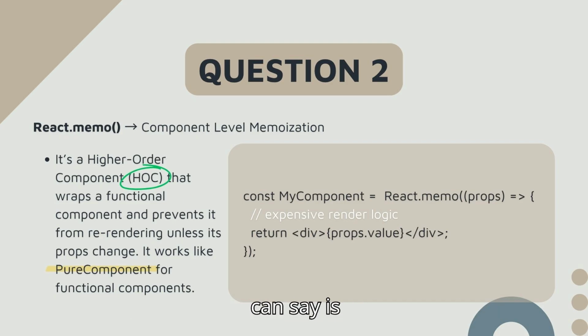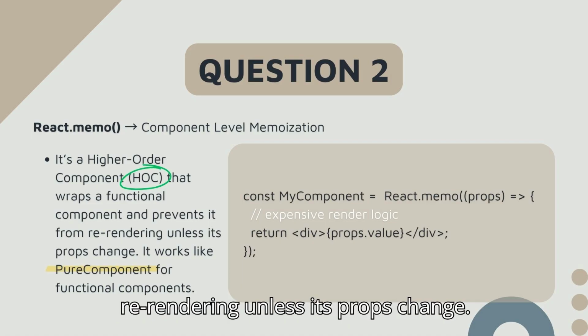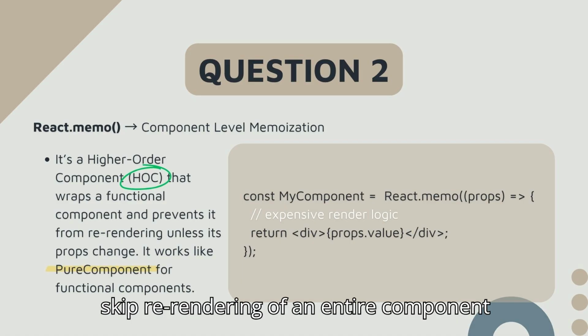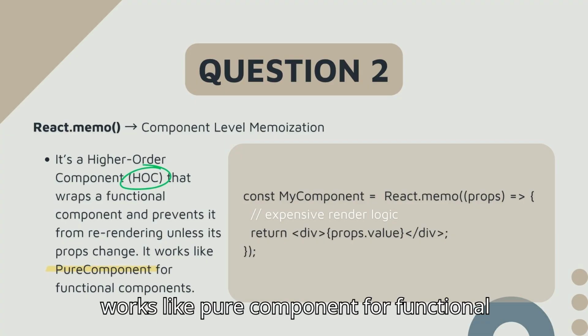Okay, now we have another question, related to the difference between React.memo and useMemo. In this question, what you can say is React.memo is component level memoization. It's a higher order component, HOC, that wraps a functional component and prevents it from re-rendering unless its props change. Use it when you want to skip re-rendering of an entire component if its props haven't changed. And second, it works like PureComponent for functional components.